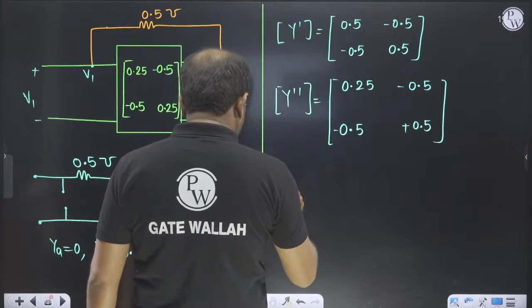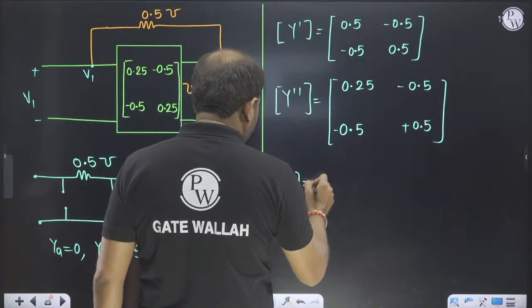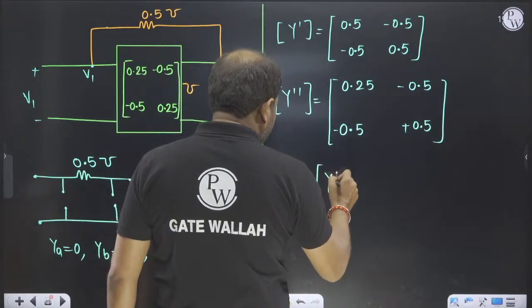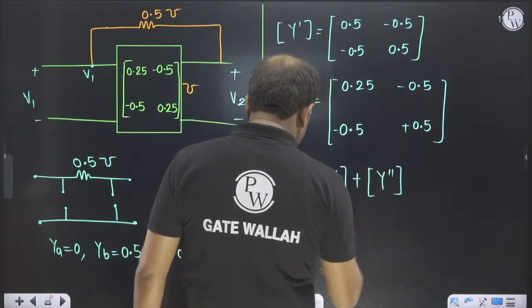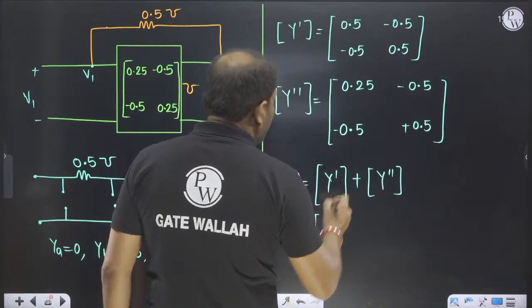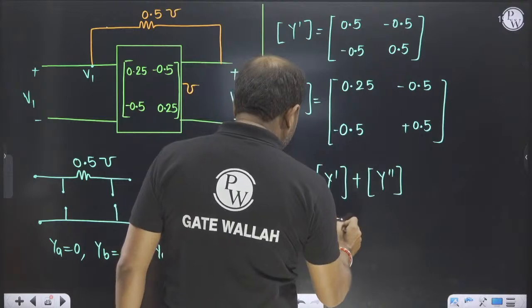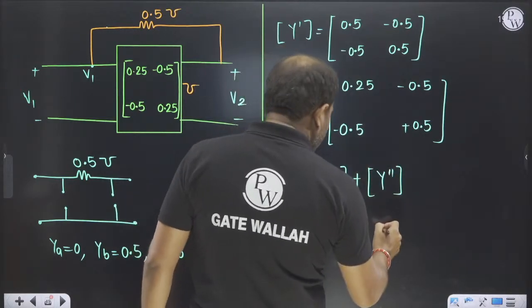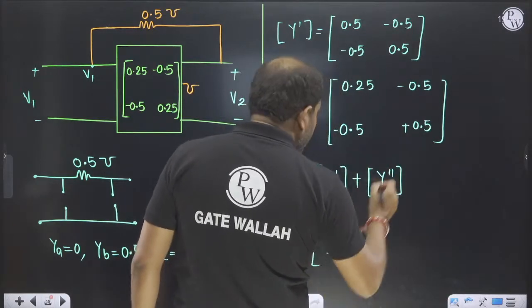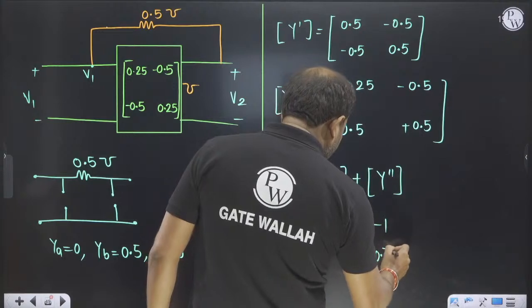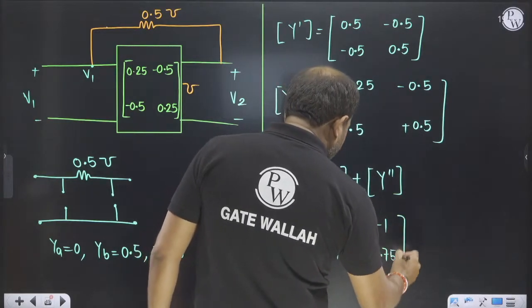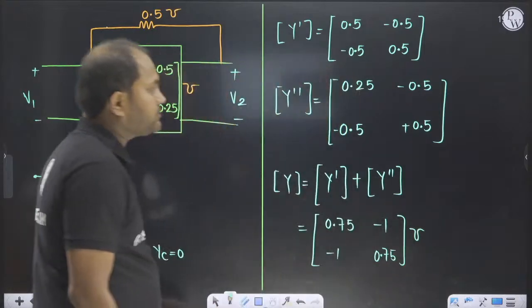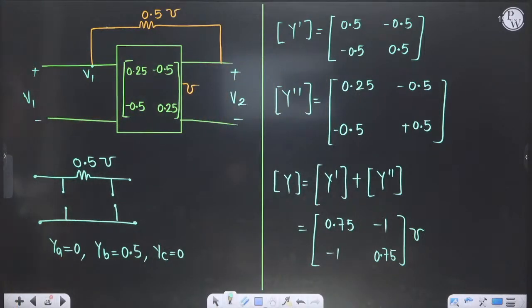So they are in parallel condition, so the Y parameters will be added. Y dash plus Y double dash will be equal to 0.75, minus 1, minus 1 and 0.75, and it is per ohm. It is very easy to calculate.